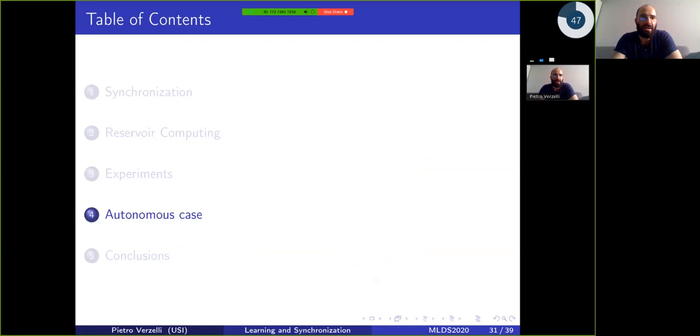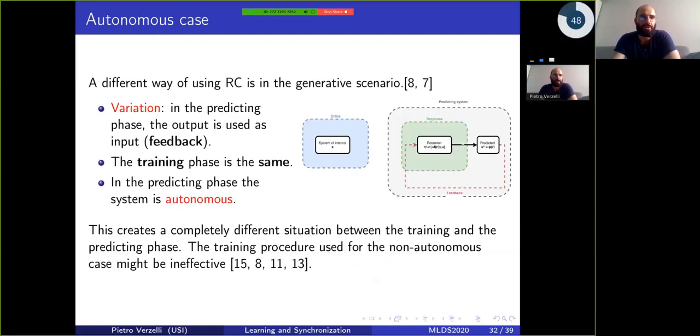And okay, the last part I want to discuss really, really shortly, the autonomous case. The autonomous case means it's a different approach and solves a different problem. So basically, in the predicting phase, you stop having your driving signal, and what you need to do is be able to reproduce your own driving signal in a feedback mechanism, right? I hope the diagram is clear.